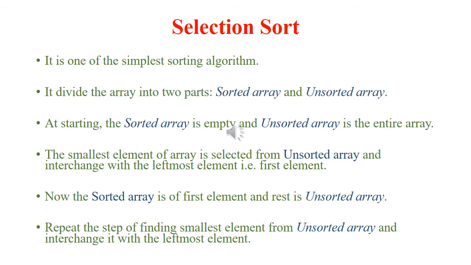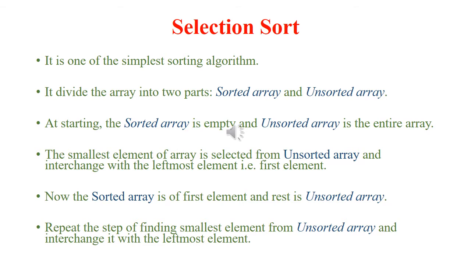Next, the smallest element of the array is selected from the unsorted array. We find the smallest element in the unsorted array because the sorted array is empty, and interchange it with the leftmost element, that is the first element. So as I told, the sorted array is empty, so we search in the unsorted array. We find the smallest element.